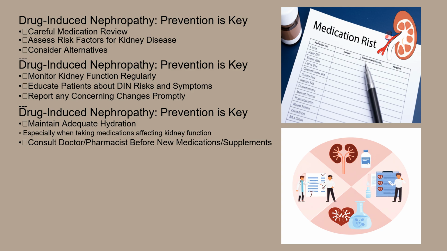Prevention is always better than cure, especially when it comes to drug-induced nephropathy. Healthcare providers should carefully review a patient's medication list, assess their risk factors for kidney disease, and consider alternative medications with lower nephrotoxic potential. When using potentially nephrotoxic medications, monitoring kidney function regularly is crucial. Patients should also be educated about the potential risks and symptoms of DIN and instructed to report any concerning changes to their healthcare provider promptly. Maintaining adequate hydration is important, especially when taking medications that can affect kidney function. And remember, always consult with your doctor or pharmacist before taking any new medication or supplement.